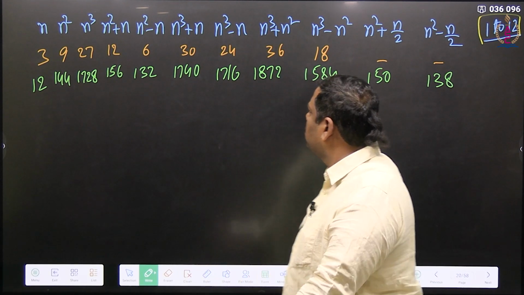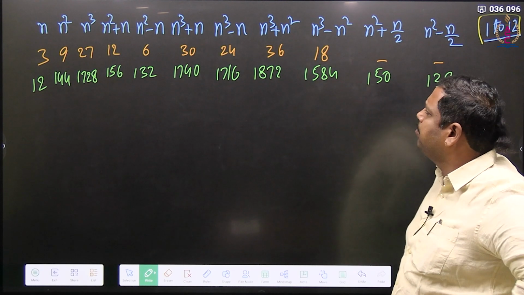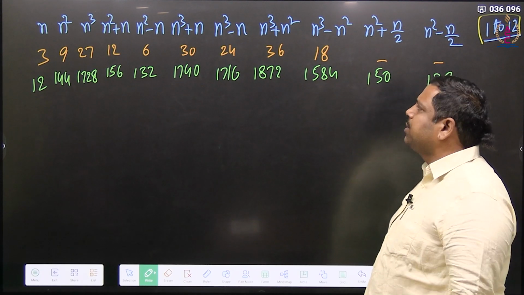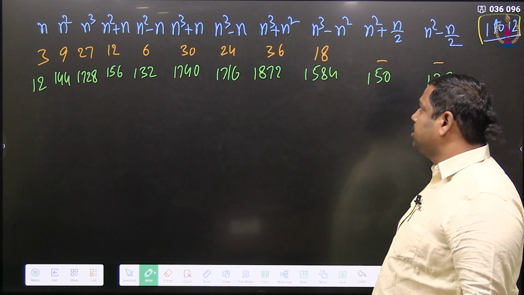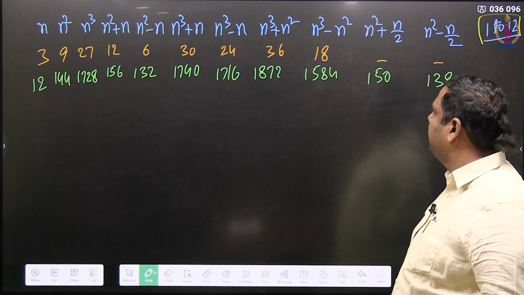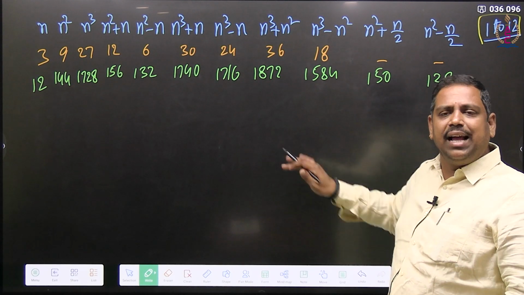Glancing means, okay, 27 means 3 cube, okay. 12 we will get as 3 square plus 3, okay. 6 means 3 square minus 3, okay. 30, 3 cube plus 3 is 30, okay. Do you understand that? Just glance it.